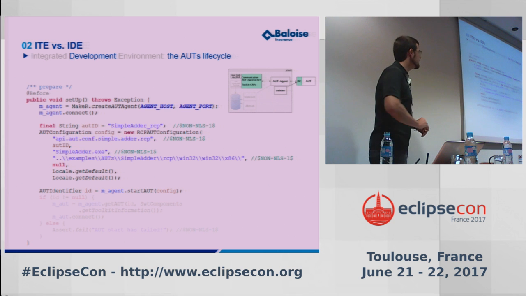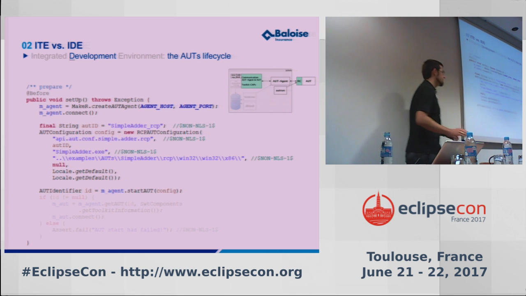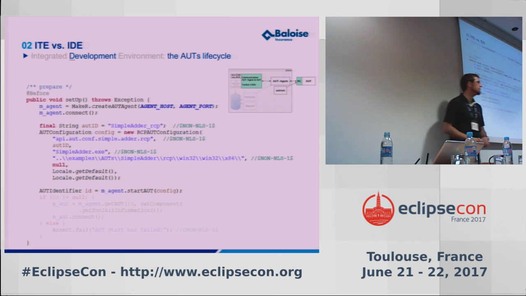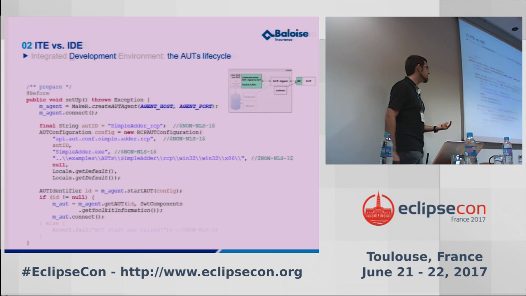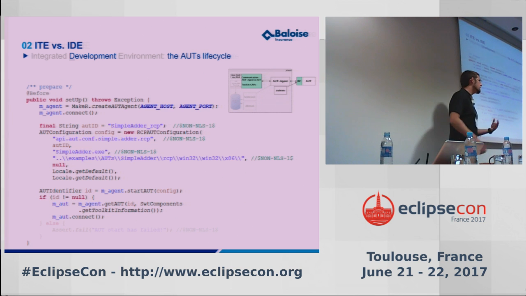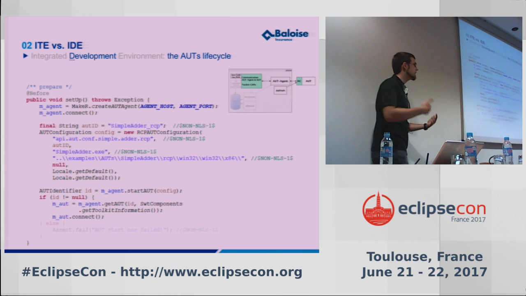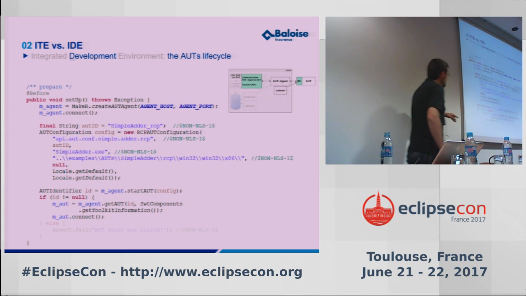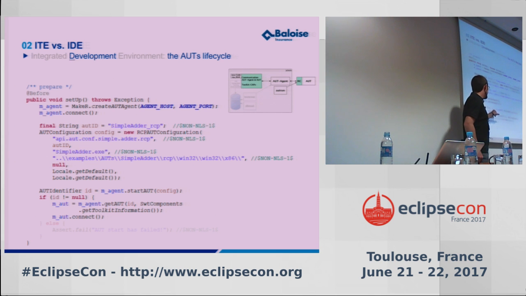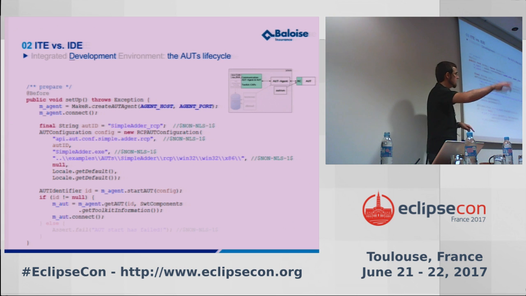And then you simply say, okay, agent, start this AUT. This is a blocking method call. And it either returns with a valid identifier if the process got created, or it fails with AUT start failed due to, and then you get some error messages, wrong working directory, file not found, and so on. Okay. And the next thing is you, with the valid identifier you get, say, okay, connect me to this AUT. This is the second step. You first of all connect to the agent, and then you connect to the AUT itself.